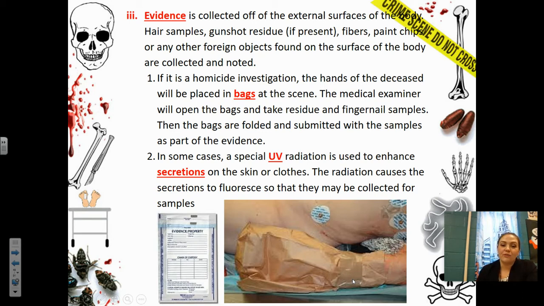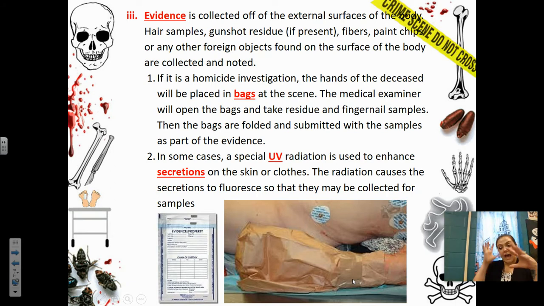Evidence is collected off of the external surfaces of the body: hair samples, gunshot residue, fibers, paint chips, any other foreign objects. So anything that is in the body to collect, they will. If it is a homicide investigation, the hands of the deceased will be placed in bags on the scene. The medical examiners will open the bags and take the residue from the fingernail samples. Then the bags are folded and submitted with the samples as part of evidence.